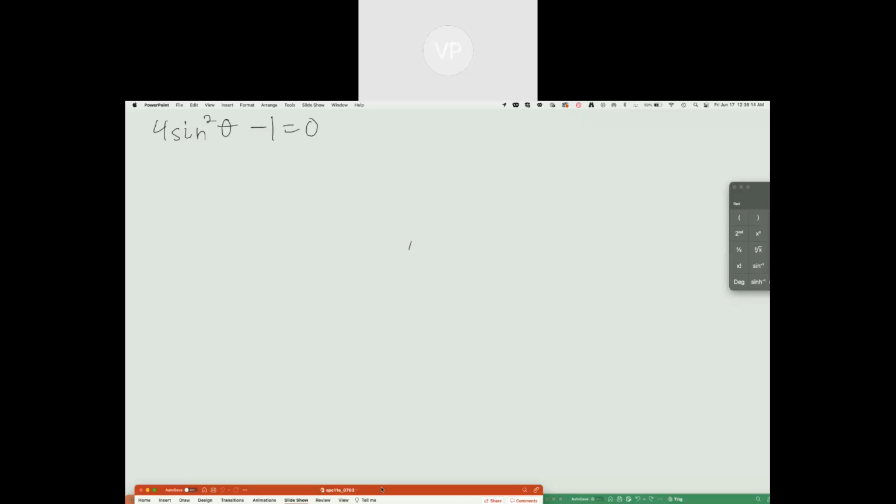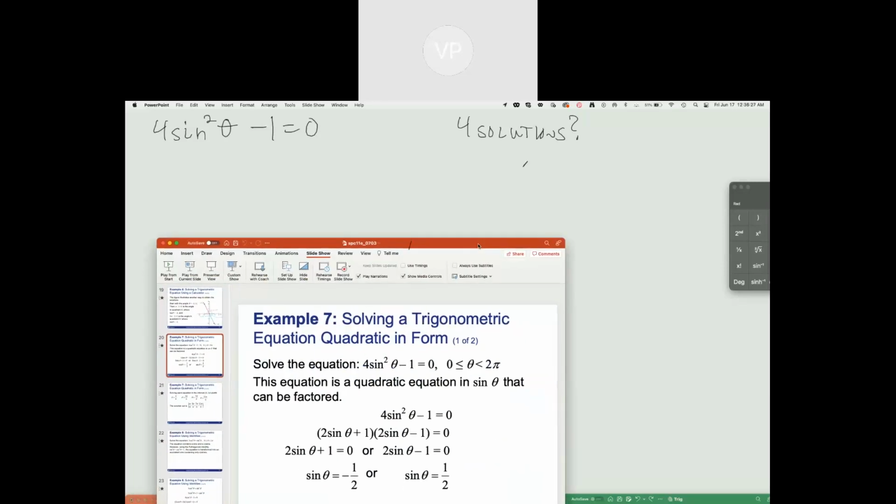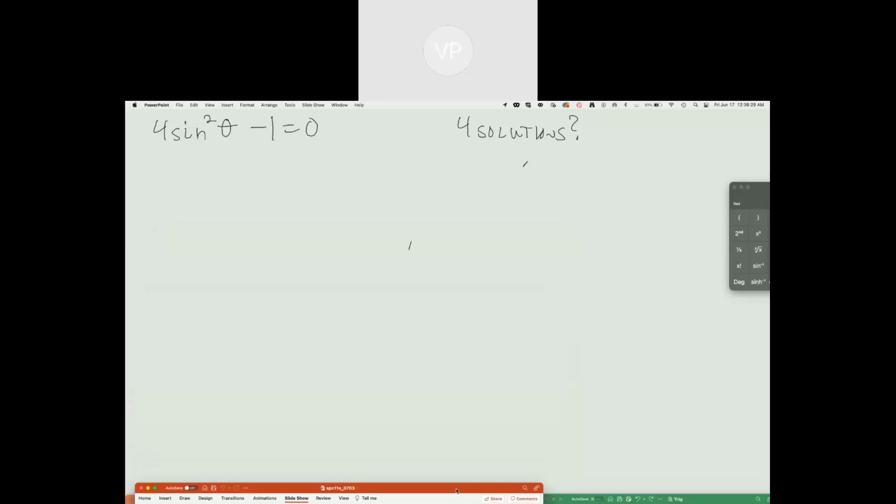Okay, so this square function means we should probably have 4 solutions. So I'm just going to put a little note here. 4 possible solutions. Will we get it? Maybe, probably, but it may not be the case. And we also have to be between 0 and 2 pi. Same old rules. Just got to make sure we follow where we're going here.